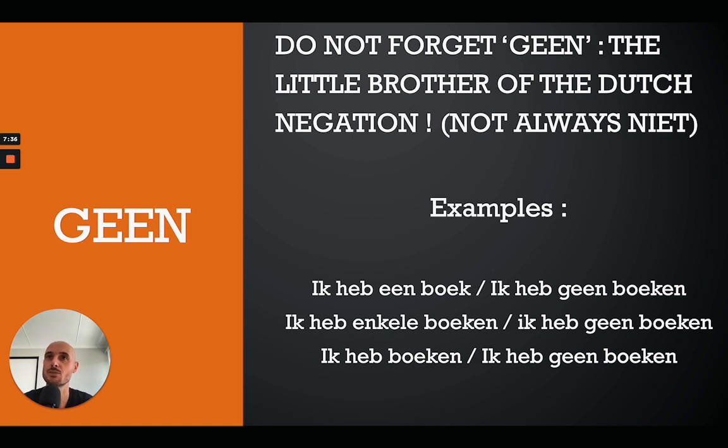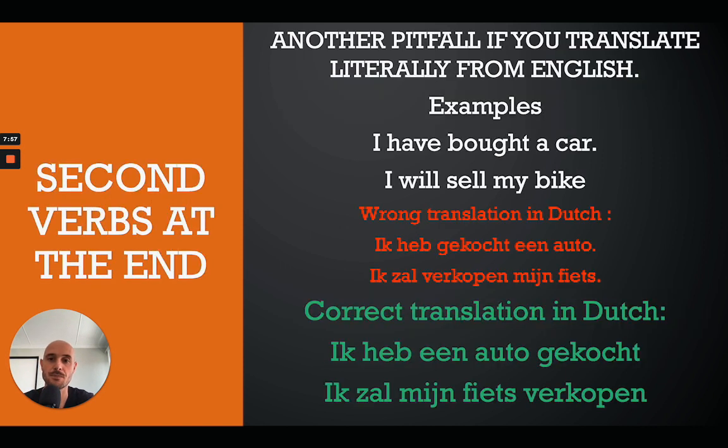It's not specific. Now, when we have a case like this and we have to make a negation, we have to negate the noun, then we will use geen and we will not use niet. So, ik heb geen boek, ik heb geen boeken. Alright? So don't forget geen when you are making negative sentences in Dutch. Then we take another one.